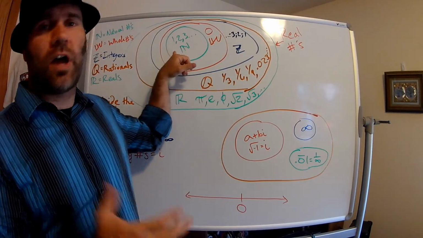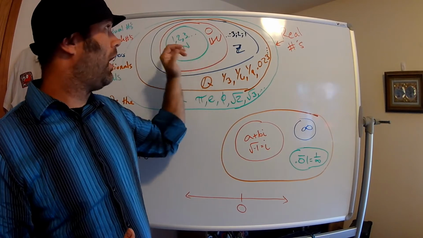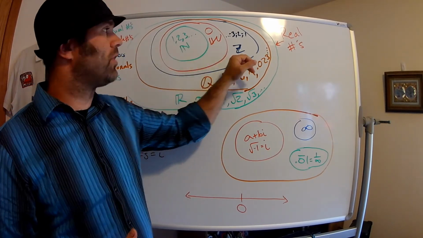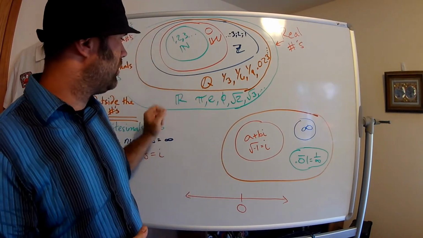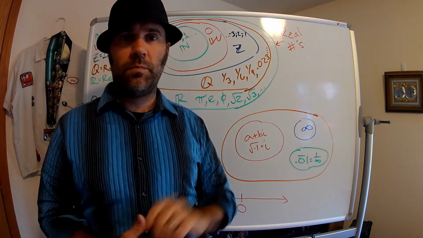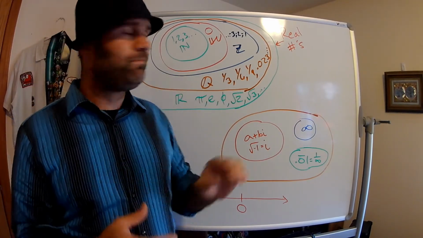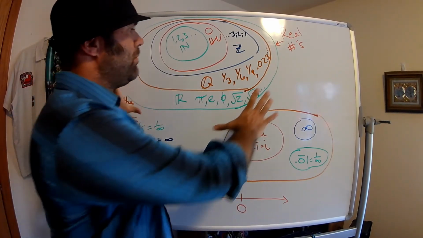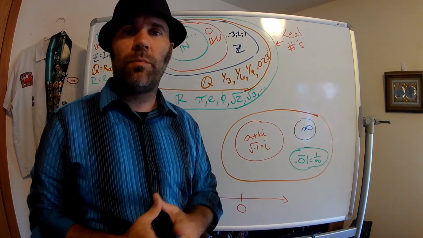So natural numbers are real numbers, and they are whole numbers, and whole numbers are integers, and integers are rational, and rational numbers are real numbers. But it doesn't go the other way. Irrational numbers are not rational. So that's why it's a bigger circle for the reals, because it has all those numbers combined.